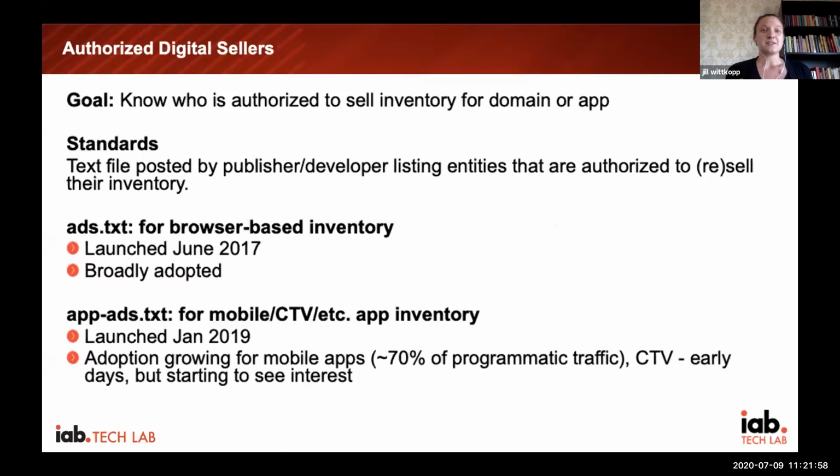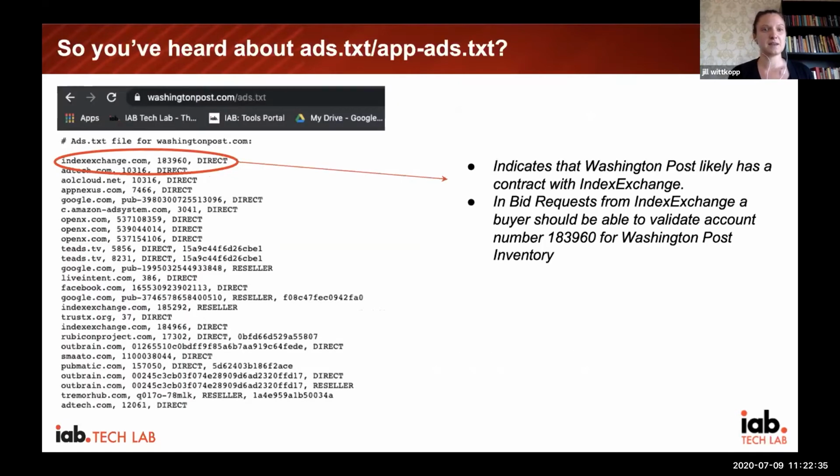And so Authorized Digital Sellers was born. That's ads.txt. I think everybody knows, that was launched in June 2017, very broadly adopted at this point. About 2 years later, in 2019, we launched app ads.txt, a very similar spec, just for the app environment. And these are really text files that a publisher hosts on their website, listing all of the entities that are authorized to sell or resell their inventory.